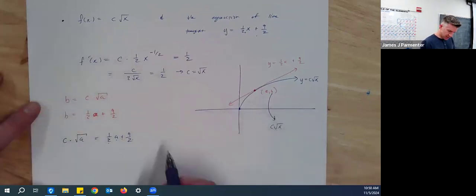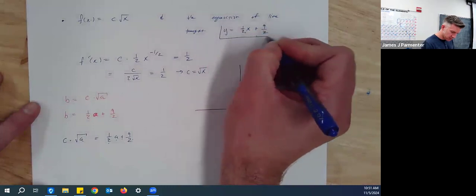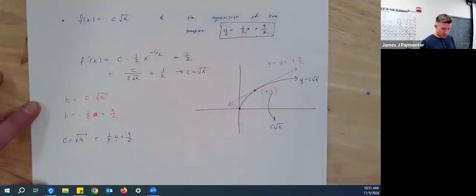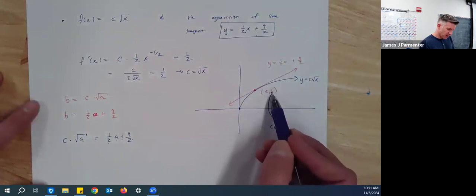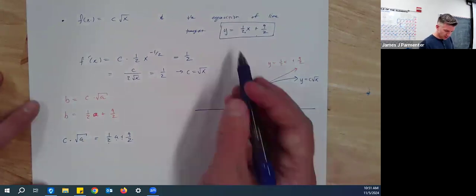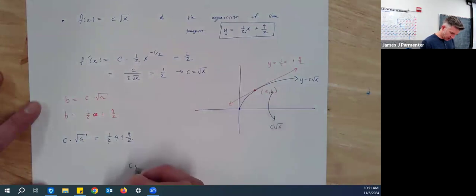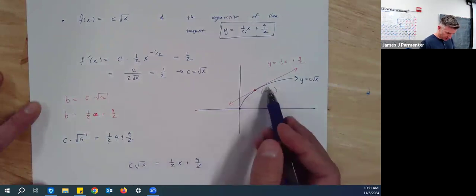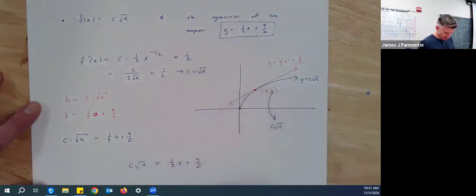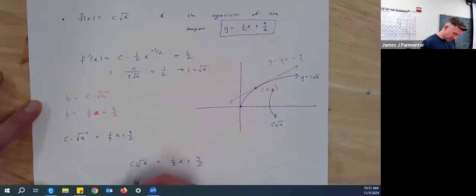So what we're saying here is in this equation, the y value should be that y value there. I see, we're plugging in points. So we can plug in the y value there, which is c root x equals 1/2 times x plus 9/2. And then you're saying at that particular point, it's also true that c is equal to the square root of x. Okay, I'll buy that.